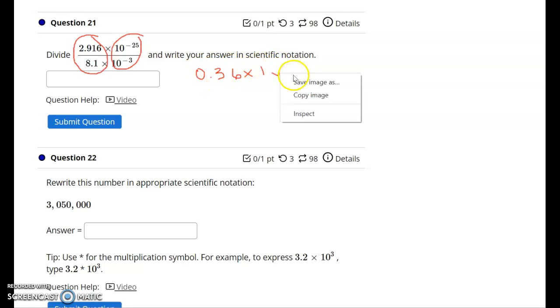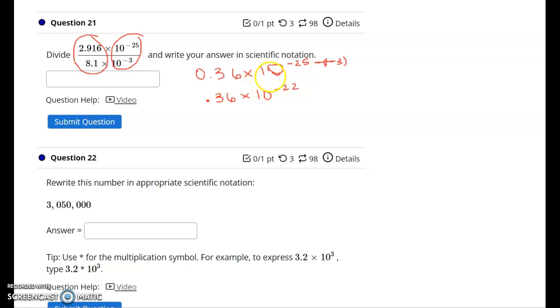times 10. Now up here we have negative 25, so I'm going to write an additional step here. We have negative 25 minus whatever's on the bottom, so we're going to minus a negative 3. It's very important that you minus the negative, because it's really going to turn into a positive. So we get 0.36 times 10, those became plus, so negative 25 plus 3, so it's to the negative 22.